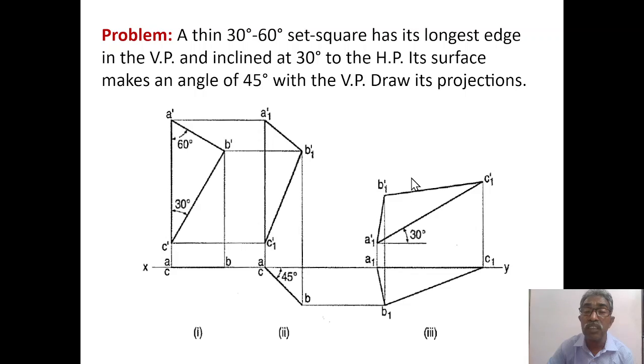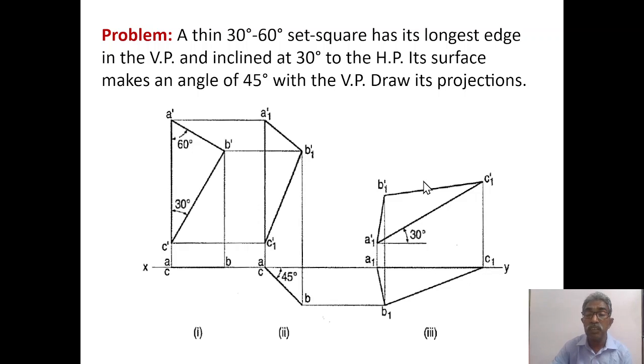This is given in the question. Therefore, whatever solution is obtained, whatever projection is drawn here, that is correct, because the data is satisfied, so your solution is correct. The longest side is inclined at 30 degrees to the horizontal plane, that's why that inclination appears in the front view, and it is given in a vertical plane, that's why its top view is on the XY line.